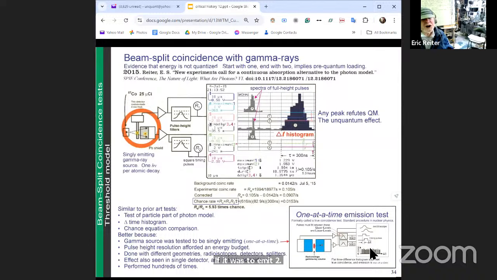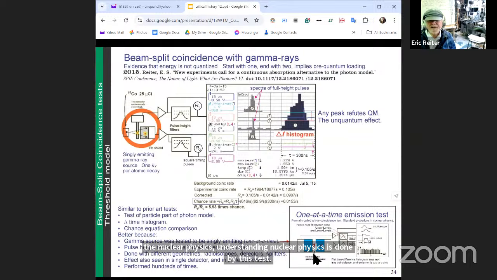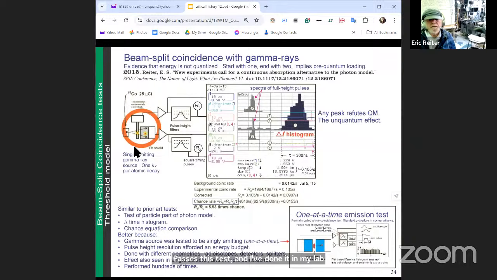And this is how the nuclear physicists tell whether the atom emits more than one or what. And that's how they make all these energy diagrams of all the nuclear physics. Understanding nuclear physics is done by this test. So the radioisotope I use passes this test, and I've done it in my lab. I explained that in my previous lecture, by the way.